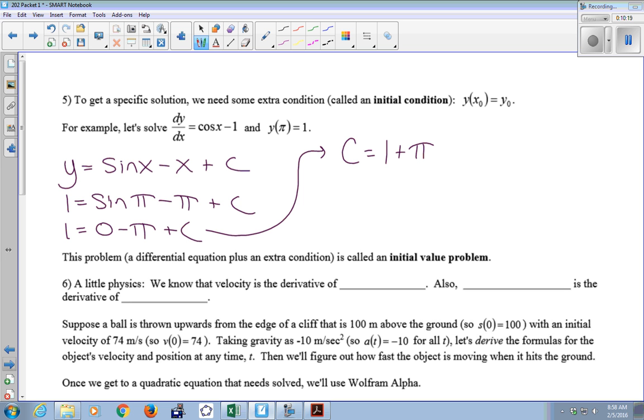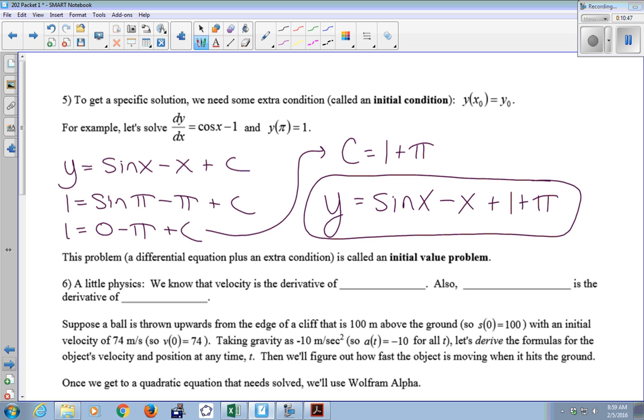It's really tempting to circle that because you just finished solving something and that's just your algebra background, you want to circle it and be done. But that's not the answer. That's just the plus c. That's just the c that you were looking for. That's a piece of the function that is the answer. So you have to go ahead and write down your whole solution again. Sine x minus x, and then instead of plus c, put plus 1 plus pi. So a problem that is a differential equation plus an initial condition, you're given two things, that's called an initial value problem.